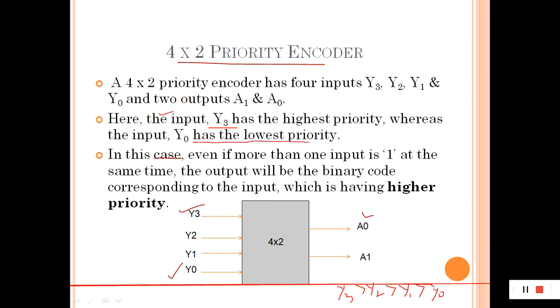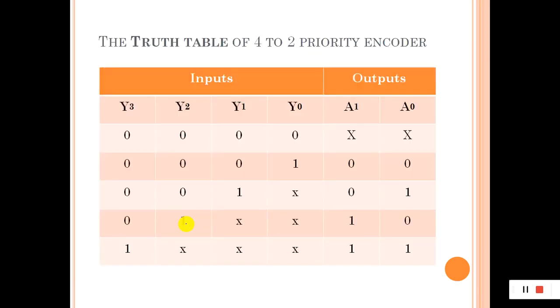Just we can give the condition. In this case, even if more than one input is one at the same time, the output will be the binary code corresponding to the input which has the higher priority. So if in any case y1 or y2 or y0 is one, similar to y3, which one will be considered first? Y3 will be considered first because it has the highest priority. So what is the solution, or what is the truth table? This is the truth table of the 4:2 priority encoder.